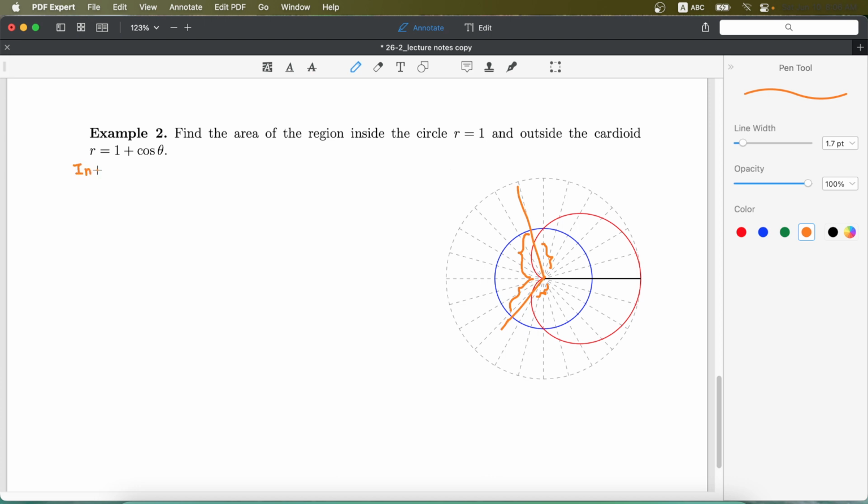So in our region of interest, r equals 1 has a larger radius, and r equals 1 plus cosine theta has a smaller radius.